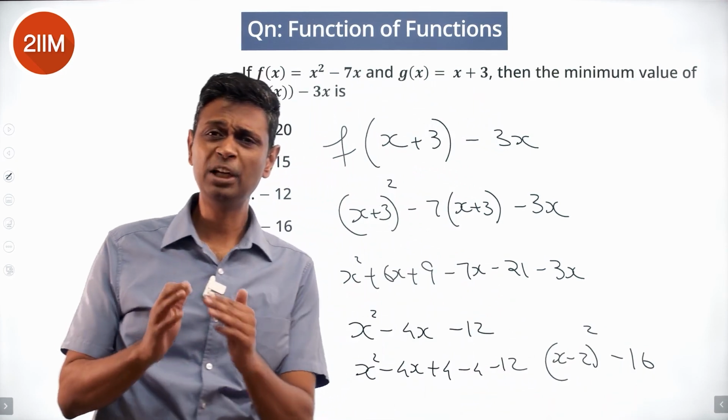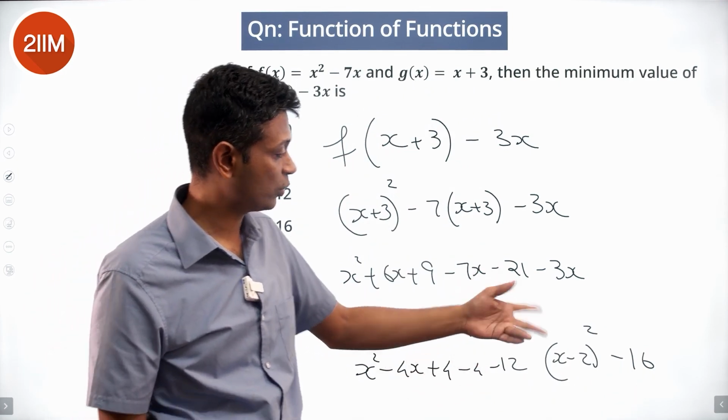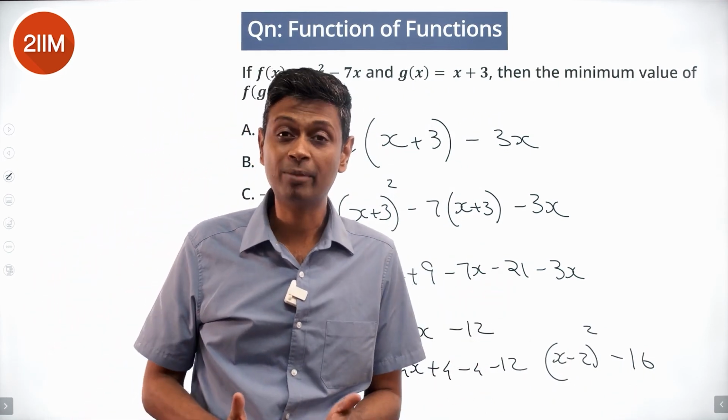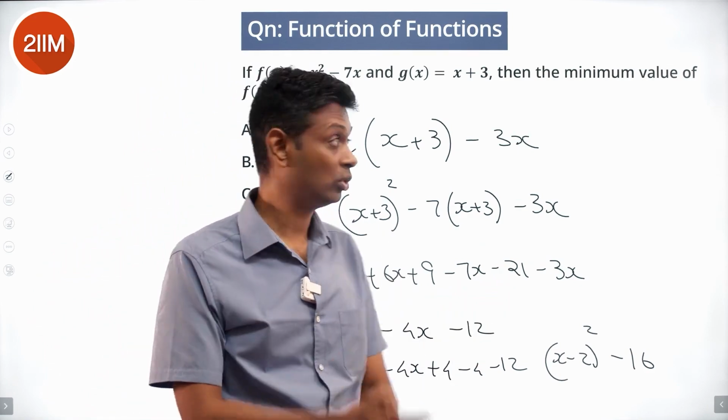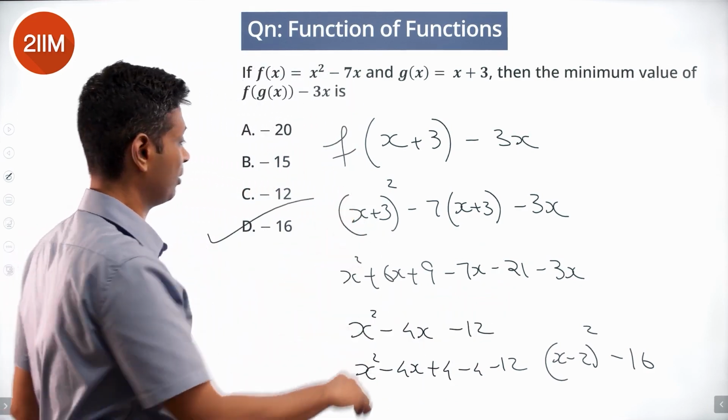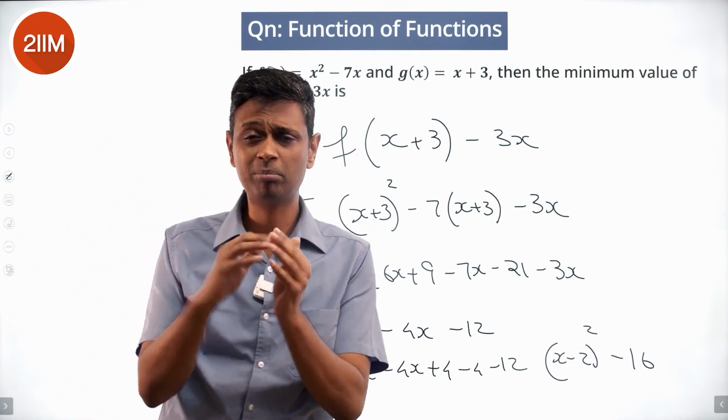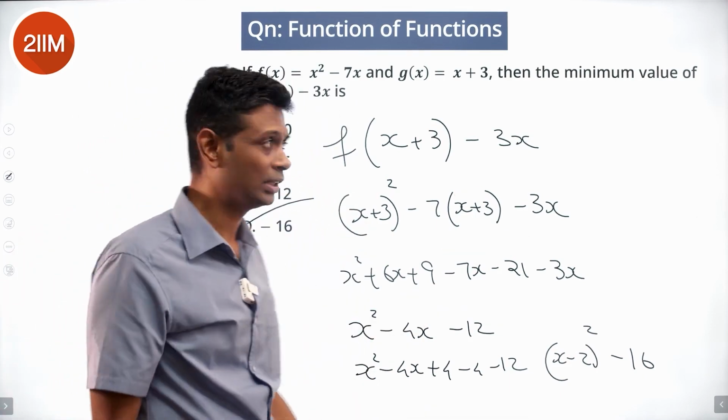We want to find the minimum possible value of (x minus 2) whole square minus 16. That can happen when (x minus 2) whole square goes to 0. The value will be minus 16. Complete the square. Think of it as a square plus a balancing term. We are through.